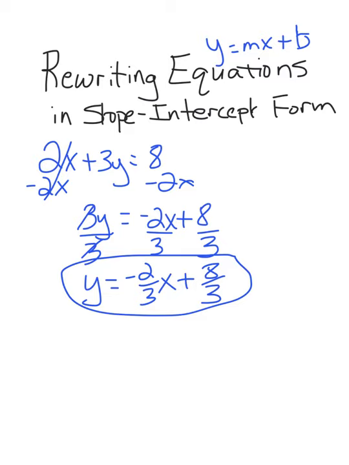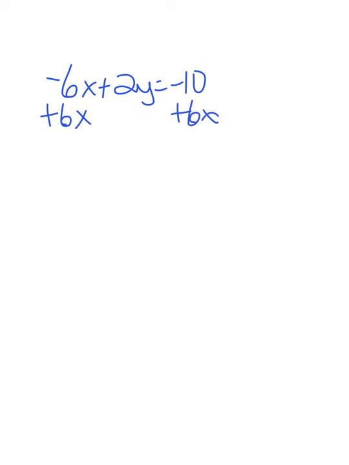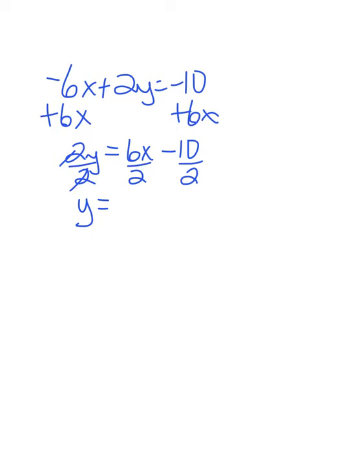Okay, so let's look at another example. Let's say we have negative 6x plus 2y equals negative 10. Just like on our last problem, I need to move this x term away. This time it's negative, so I'm going to add the 6x to both sides. That's going to give me 2y equals 6x minus 10. Then I'm going to divide everything by the 2 so I can get the y all by itself. So 2 divided by 2 makes that a 1y. 6 divided by 2 makes this a 3x. And 10 divided by 2 makes that a 5. So y equals 3x minus 5.